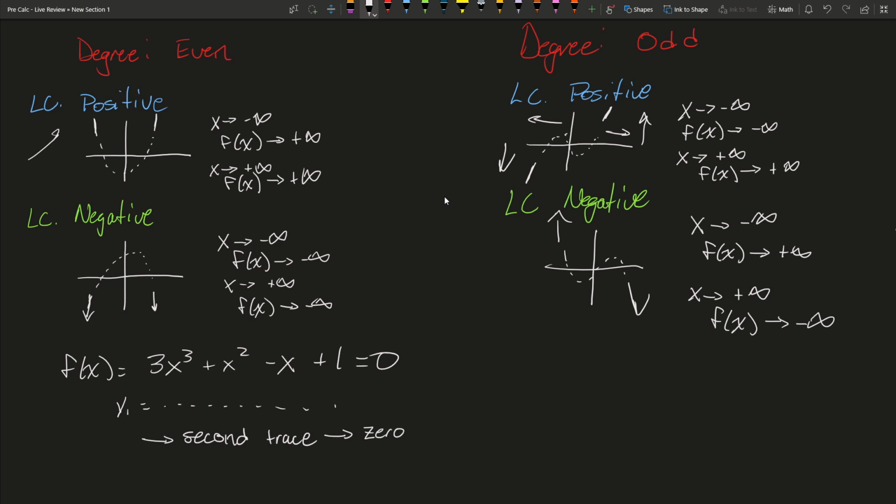After you hit enter on 0, the calculator is going to ask you a couple questions: left bound, right bound, and then guess. For the left bound, you take your cursor, go to the left of the 0 you're trying to find, hit enter. Then it'll ask right bound, so take your cursor, go to the right of the 0 you're trying to find, hit enter. Then guess, so go somewhere between those 2 points and hit enter, and then it'll give you the 0.